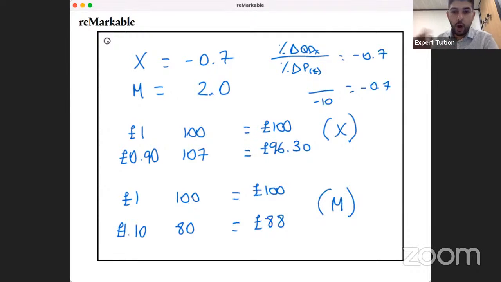Now what? On the export side of things, I make less money now, £96.30. However, my imports have dramatically fallen. Therefore, I only pay £88 for my imports. I am now in a surplus. Did my current account get better? Yes, my current account absolutely got better.